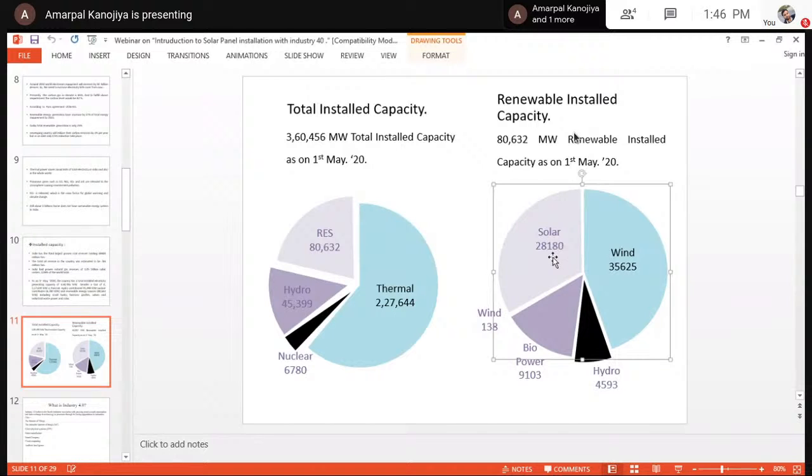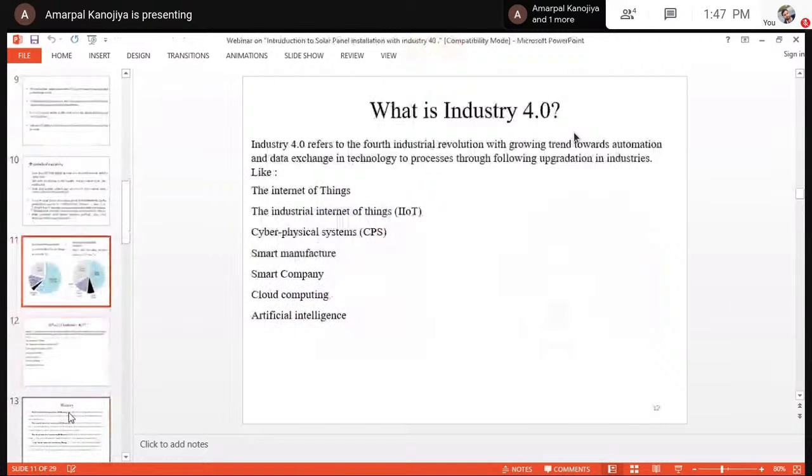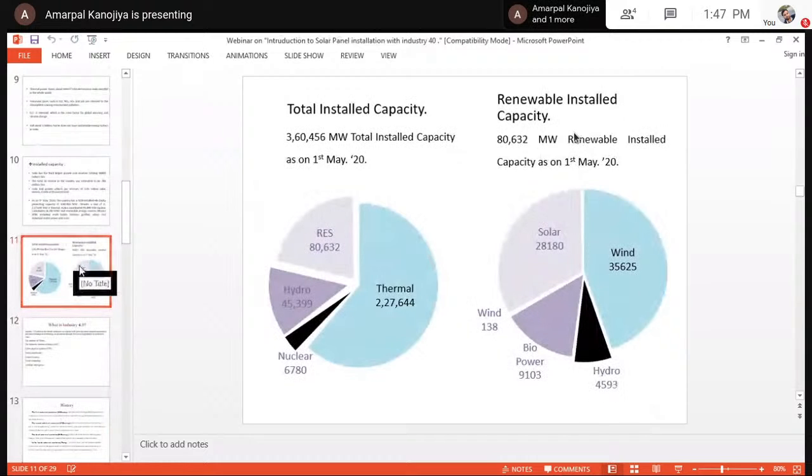But the installed cost of wind generation is very high. Every person with household consumption can't install a wind plant because it's costly. But the per unit cost for solar is higher than the energy generated from wind. Now here, this is the generation from the total installed capacity and the renewable energy capacity.